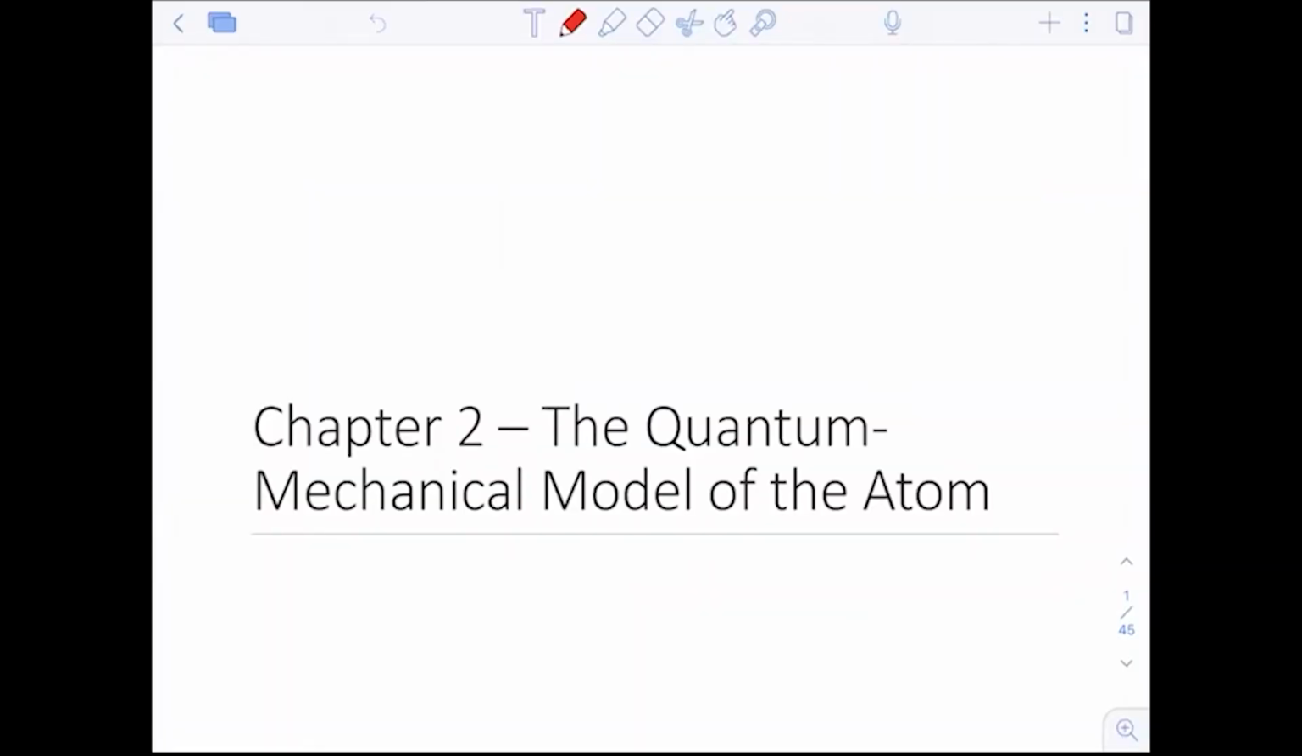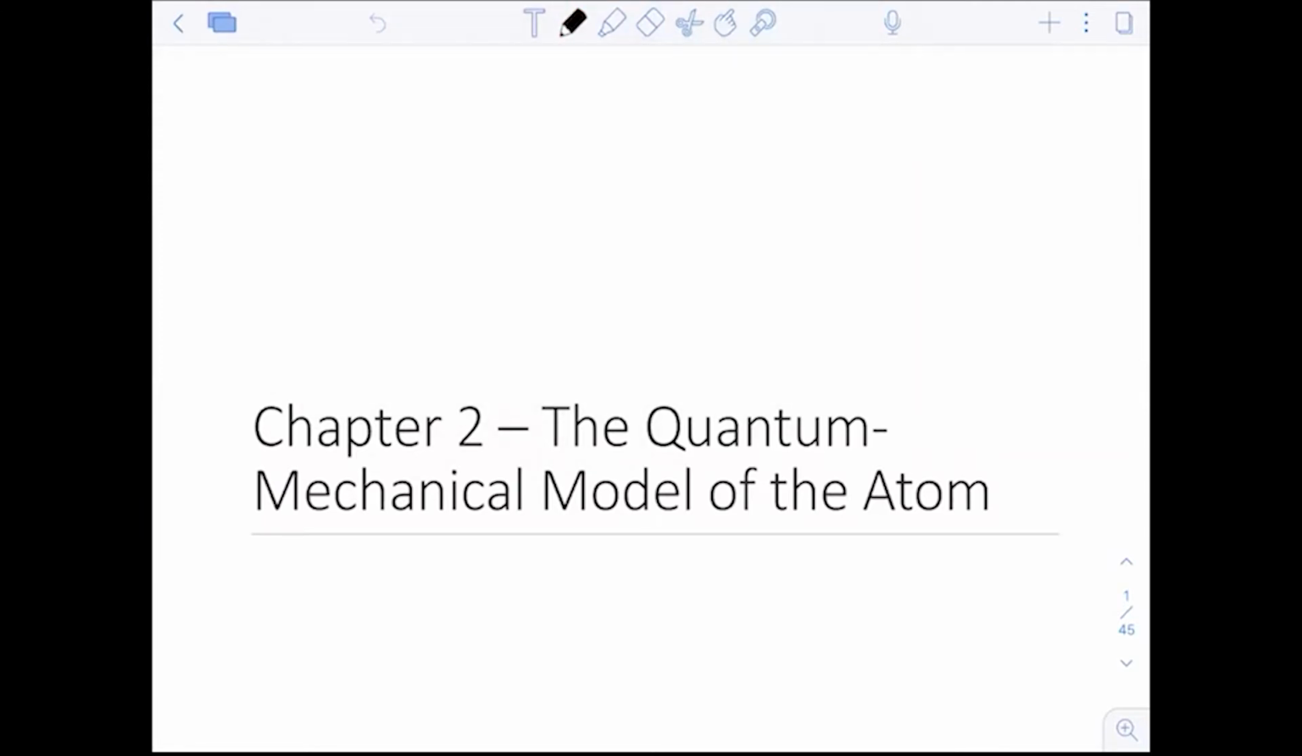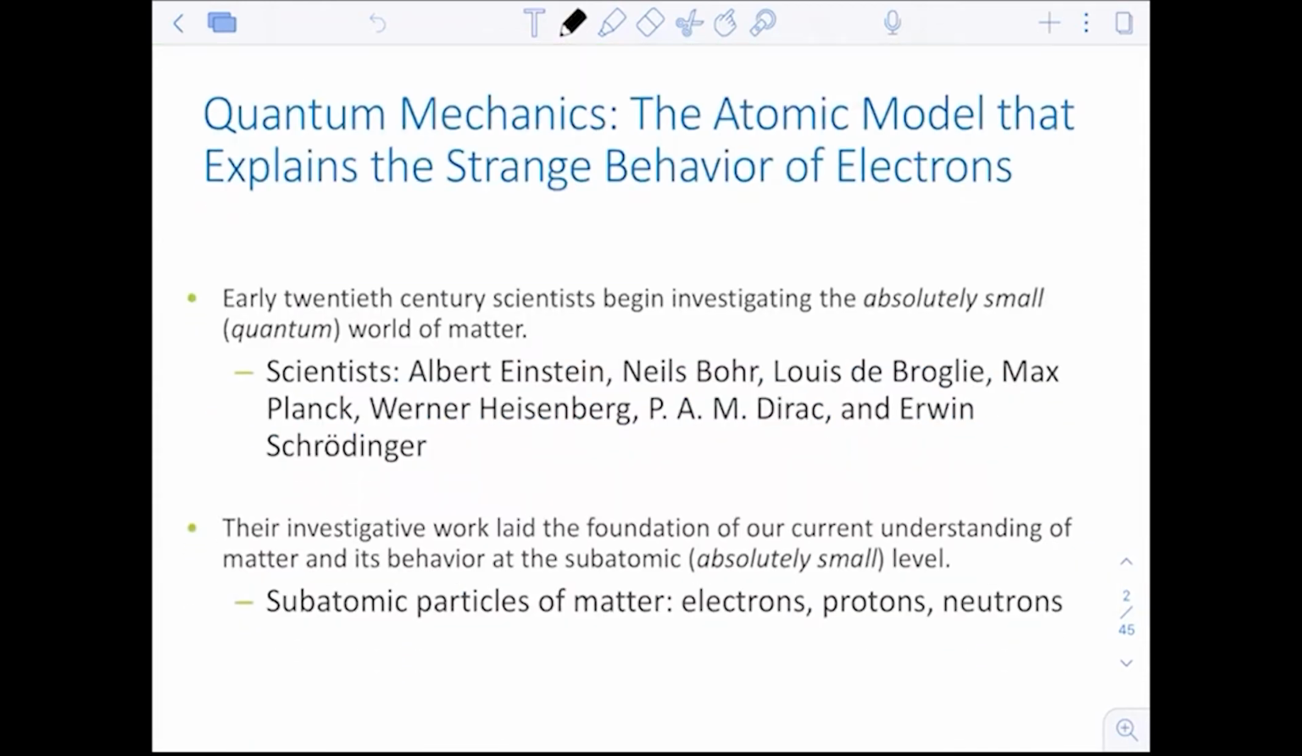The quantum mechanical model of the atom. Now with chapter 2, what's really important for us is just to bring about what the heck were people thinking. What's amazing about this chapter and why it's one of my favorites is that it gives us, again, the history, the background. Where did we come from? Some of the big name players in the development of quantum mechanics.